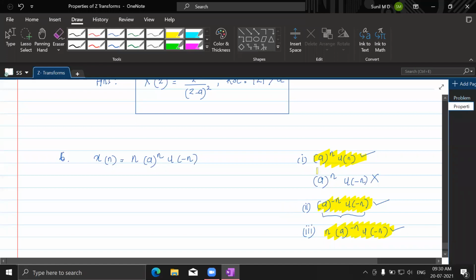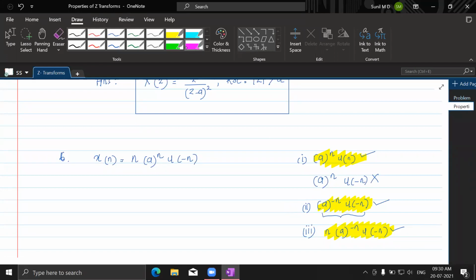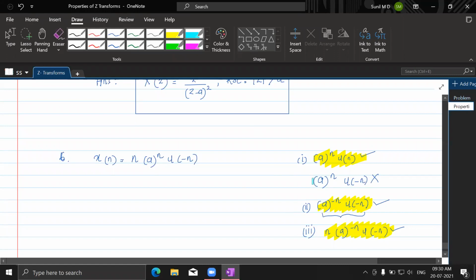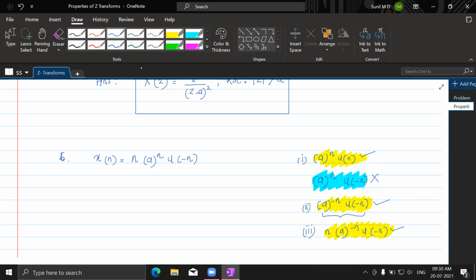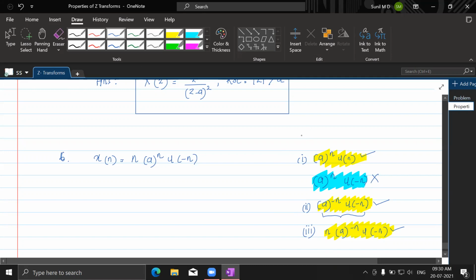So this is wrong. What you're seeing here is wrong. This will not work. So the other three forms are what we need to be looking at. Is this okay with you? So this is how we need to go with the steps.